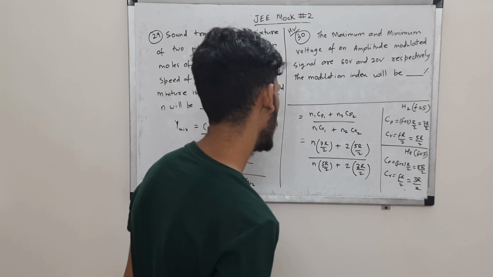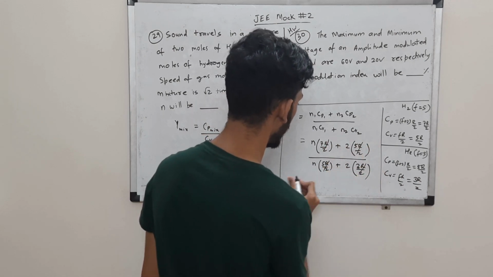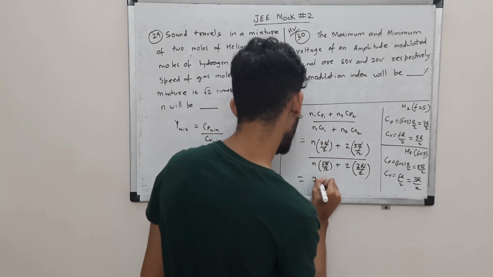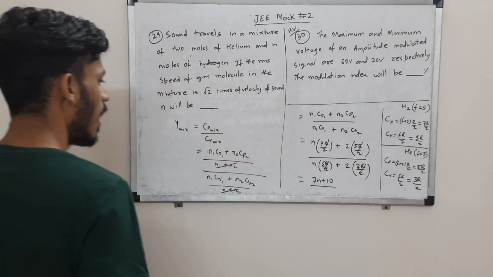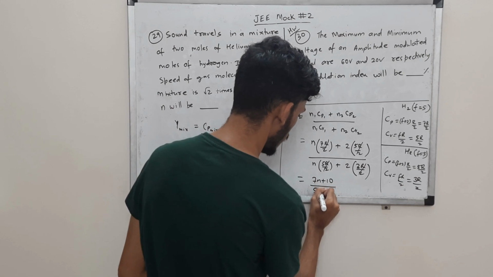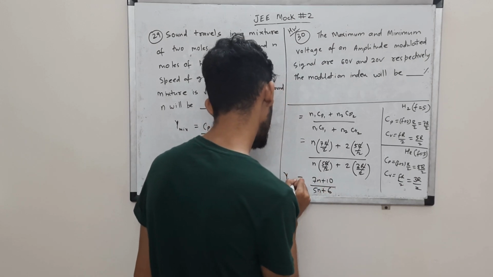Actually we can cancel R by 2 throughout. So R by 2, R by 2, R by 2, R by 2, right? So in the numerator we have 7n plus 10, and in the denominator we have 5n plus 6, right? So this is gamma of the mixture.